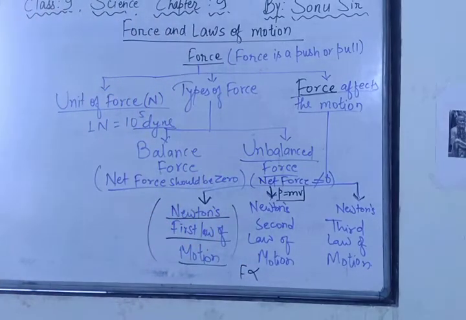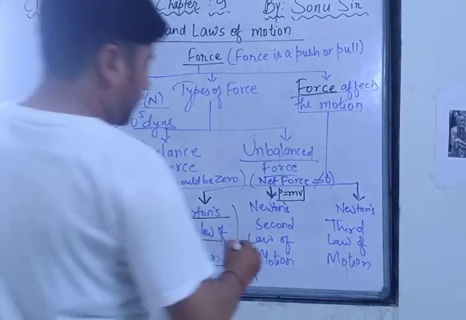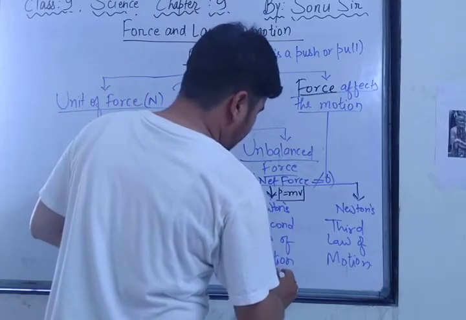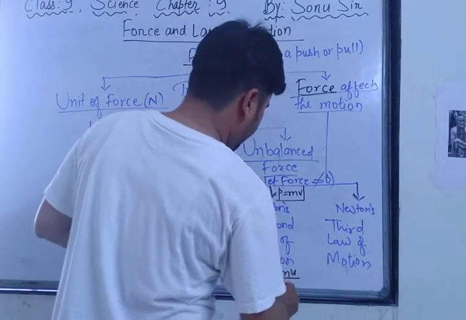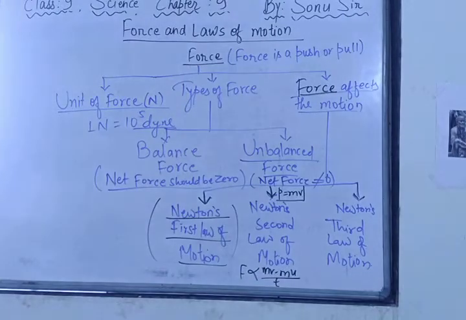So momentum, as I have already told you, with the initial velocity u and final velocity v, gives mv minus mu upon t. Got it? This is the second law of motion.